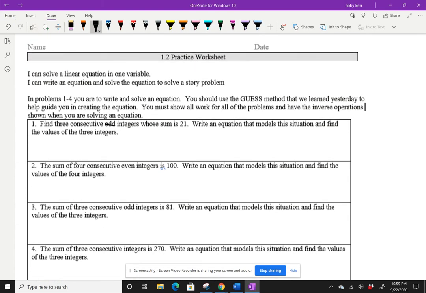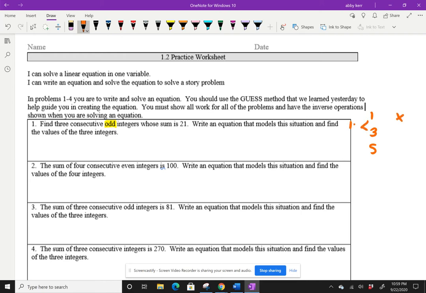Want to make sure that you see the word odd, because that matters, okay? So I'm just going to come up with some odd numbers here on the side. So 1, 3, and 5. It's important to have the first variable always be x.